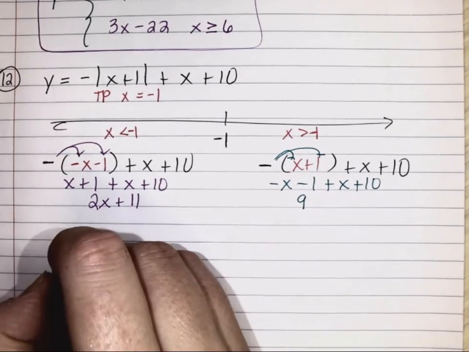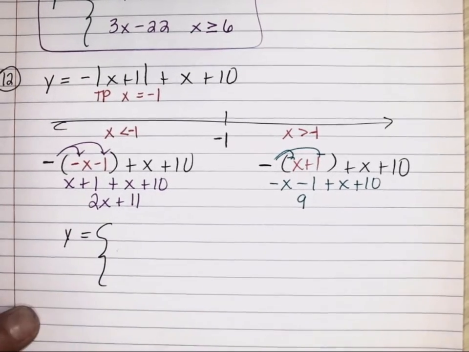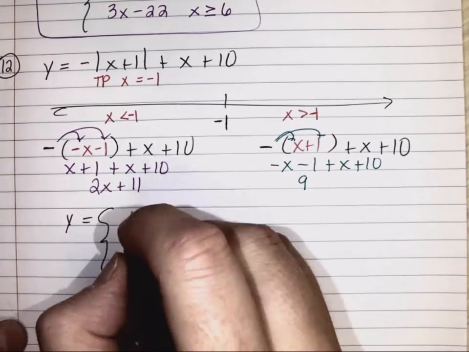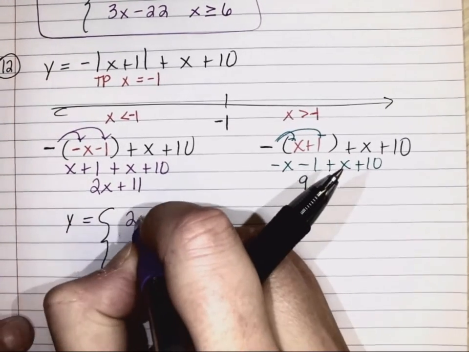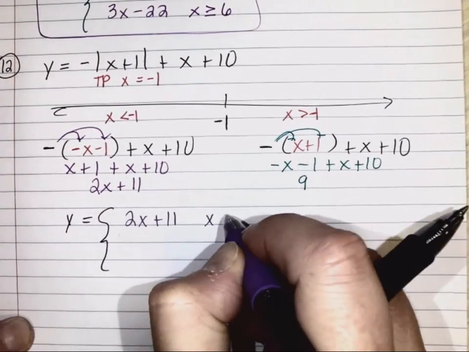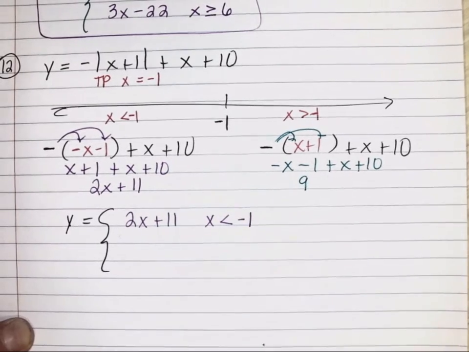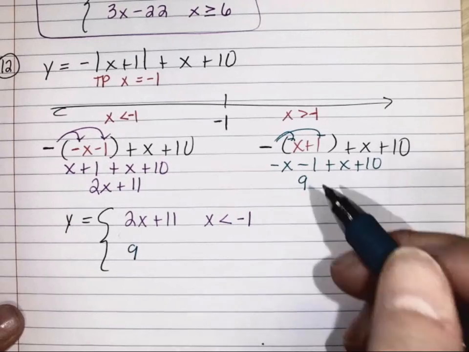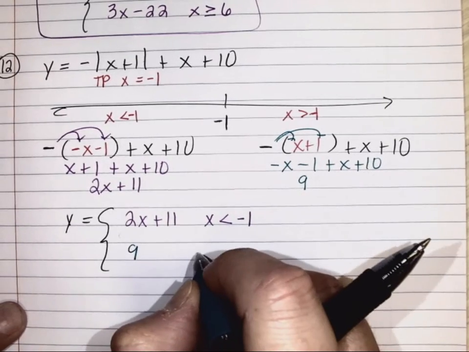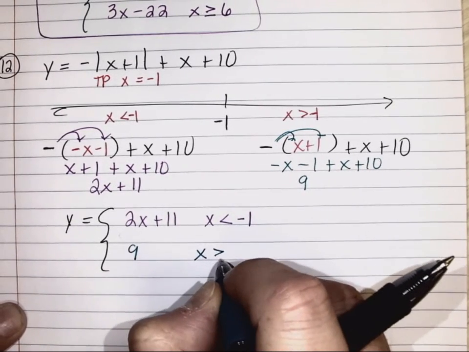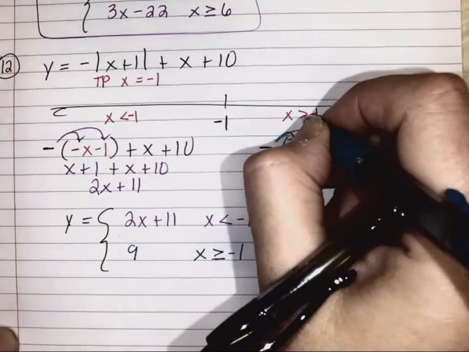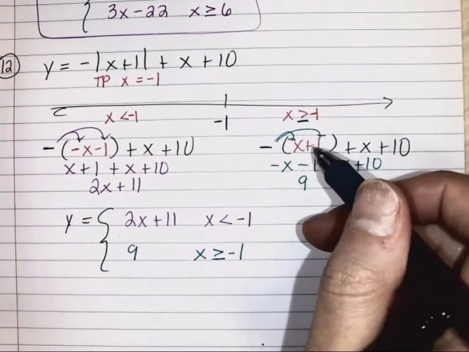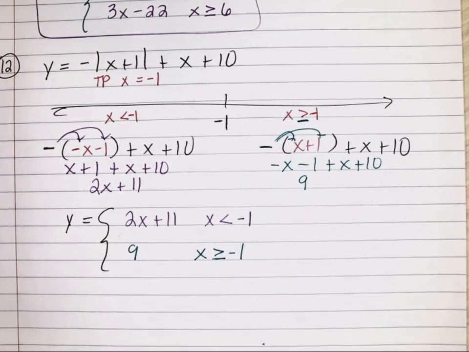So the way that you write that in piecewise, y equals swirly brace, you've got your 2x plus 11 part, and that was for when x was less than negative 1. I've got the green part, which just simplified to 9, and that's all you have to write. And x is greater than or equal to negative 1. It got the equal to part because that's where it stays x plus 1.